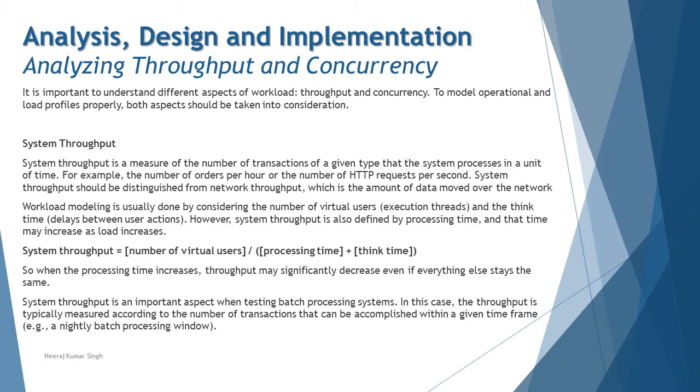System throughput should be distinguished from network throughput, which is the amount of data moved over the network. So of course, network throughput is different from system throughput. System throughput covers the transactions related to the system itself, whereas network throughput is the amount of data being transferred through the network.